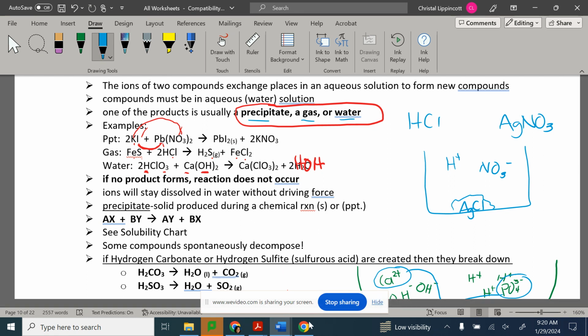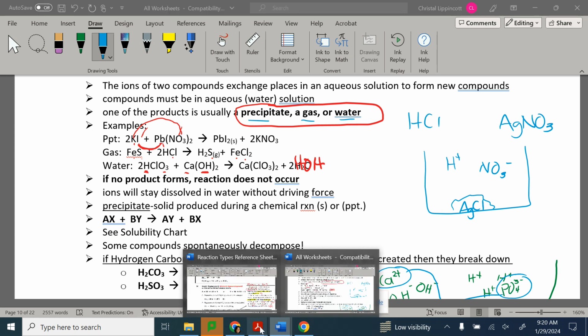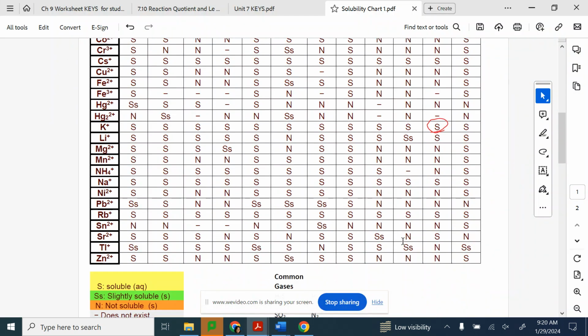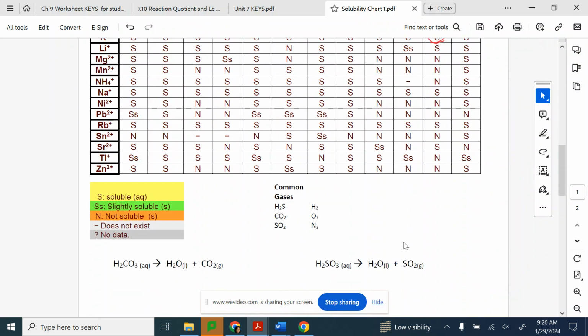Now, how do you know if you form a gas? If you go to this sheet, down at the bottom, we have listed for you common gases. So H2S is one, CO2, SO2, and then, of course, your Brinkelhoffs.